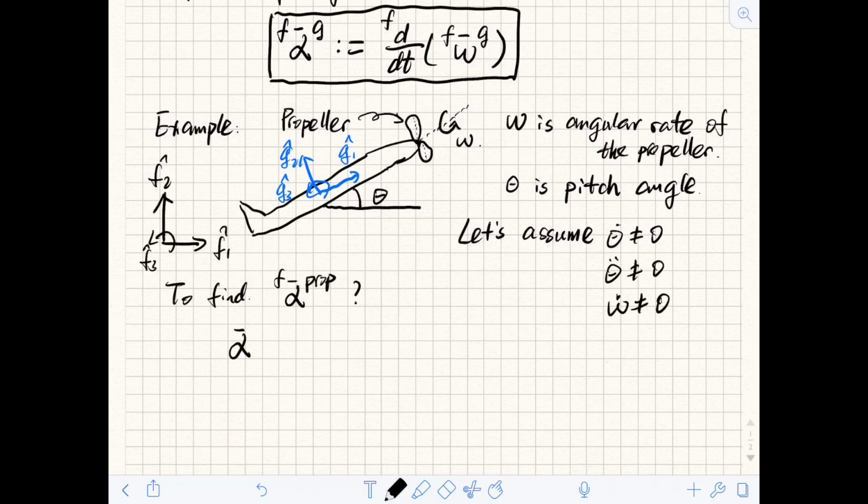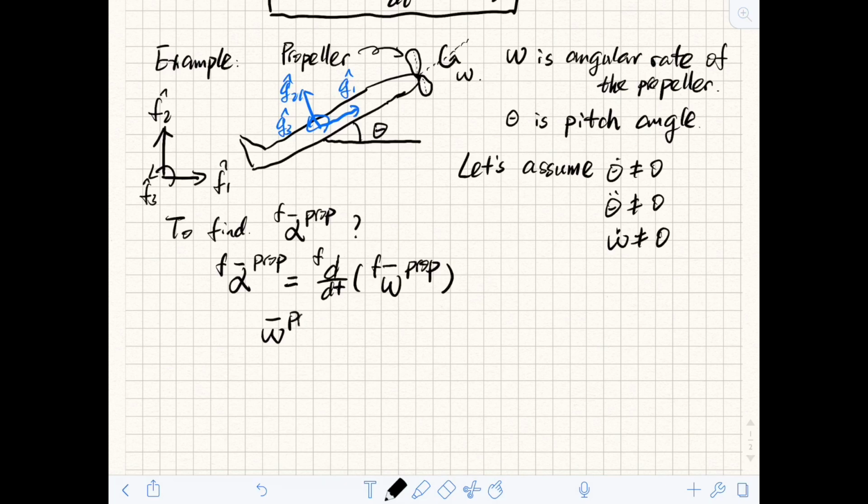In order to find the angular acceleration of the propeller in the F frame, we need to find the derivative of the angular velocity of the propeller in the F frame. And the derivative is taken in the F frame. So first thing we need is to find the angular velocity of the propeller in the F frame.